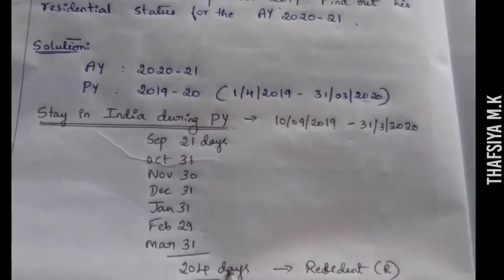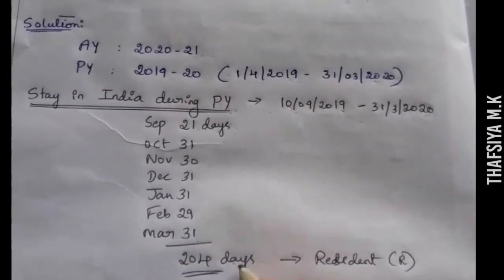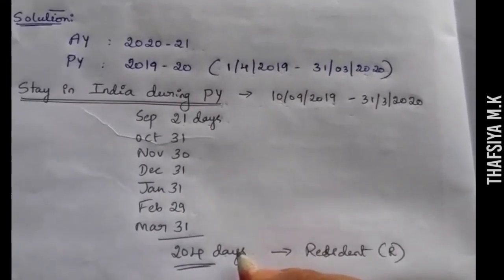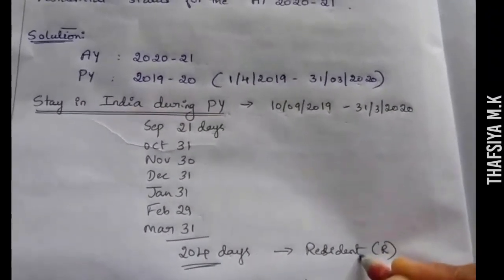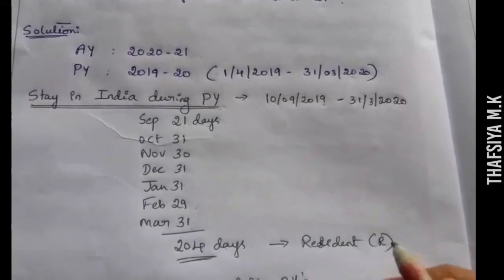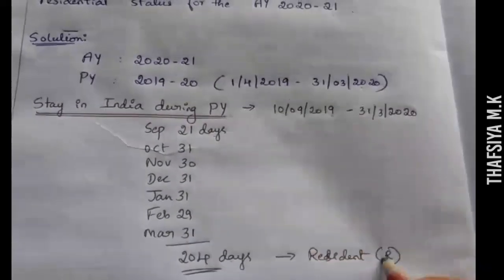So the first basic condition is he should stay in India for 182 days or more to become a resident. So here he becomes a resident. Pradeep is a resident, so no need to calculate the second condition. If he satisfies any one, then he is treated as a resident.